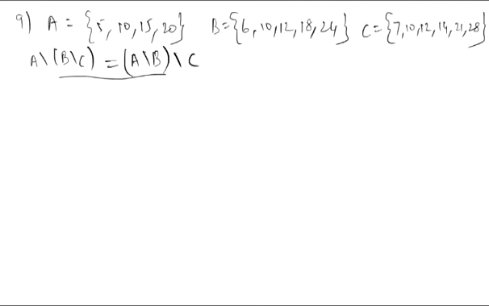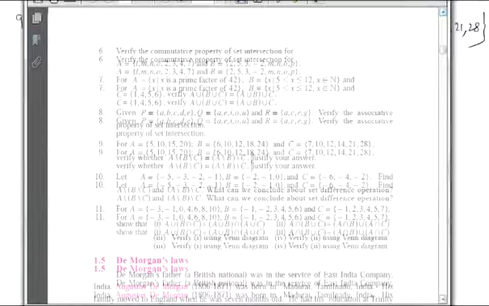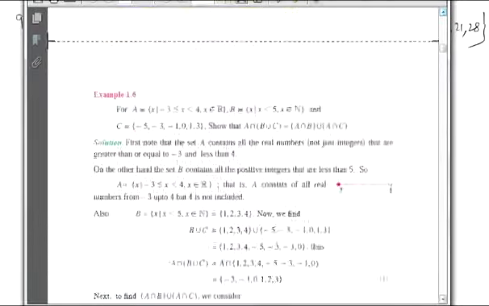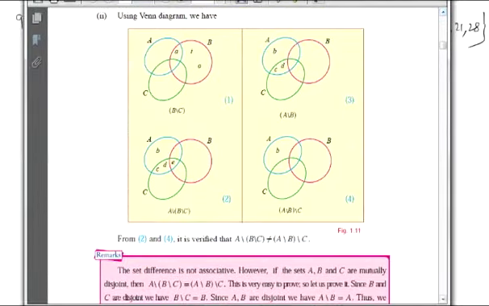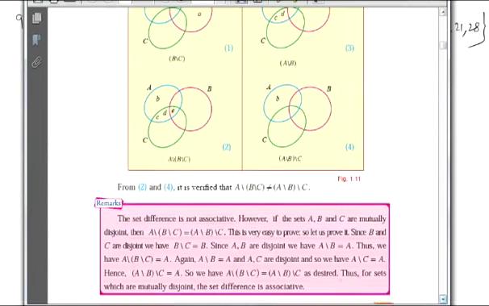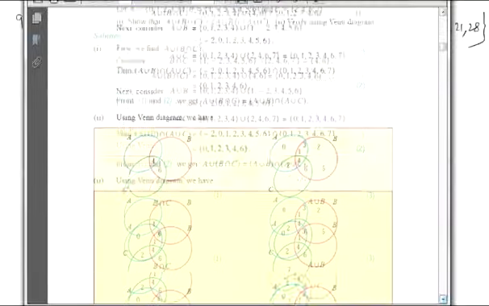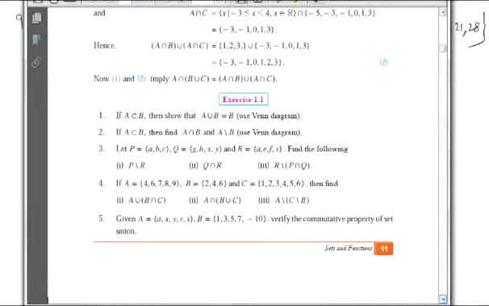Oh, where is that? Let me take it. We saw a remark. Yeah. See? Set difference is not associative. However, if the sets are mutually disjoint, then this will be equal. So before actually working out, let's see if they are mutually disjoint.